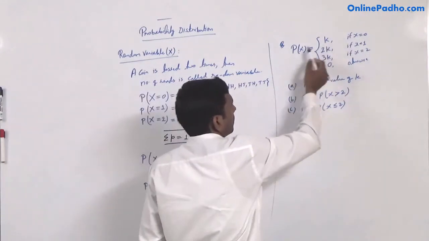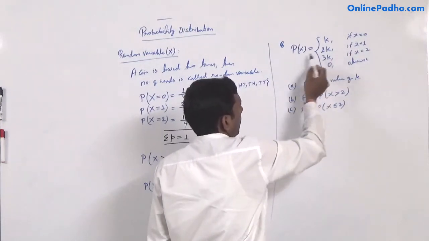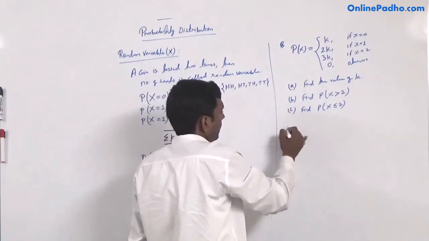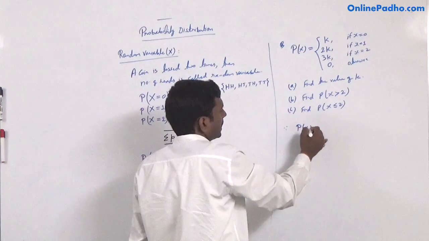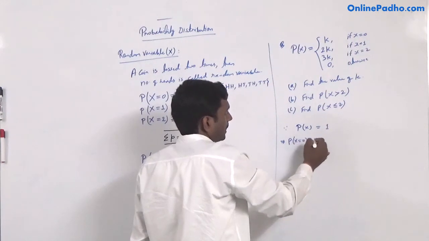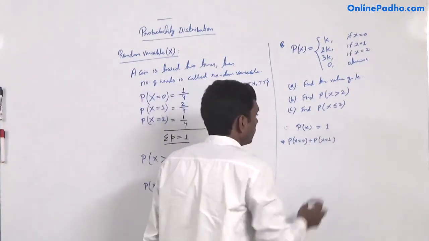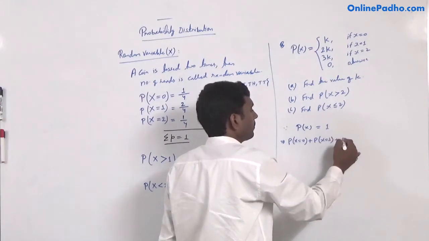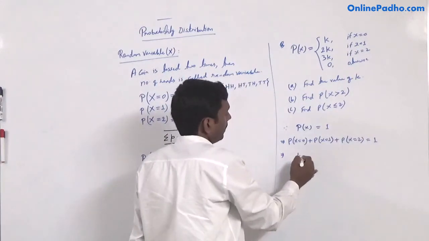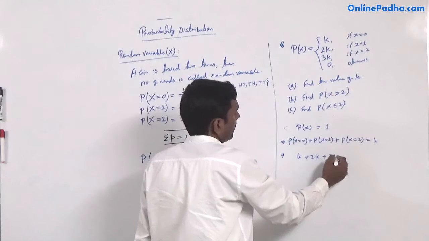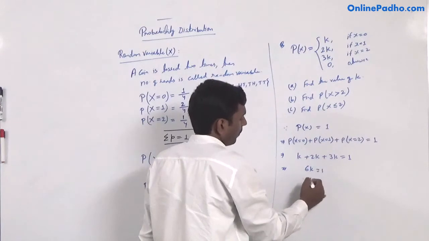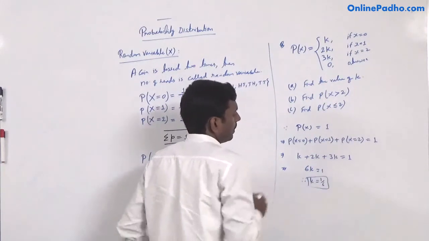So we can say that P(x=0), P(x=1), P(x=2) will be 1. Since the sum of probabilities must be equal to 1, we can write it as probability of x equal to 0 plus probability of x equal to 1 plus probability of x equal to 2 is equal to 1. We can put the value: k plus 2k plus 3k is equal to 1. It can be written as 6k equal to 1. So therefore k will be 1 by 6. k is 1 by 6.